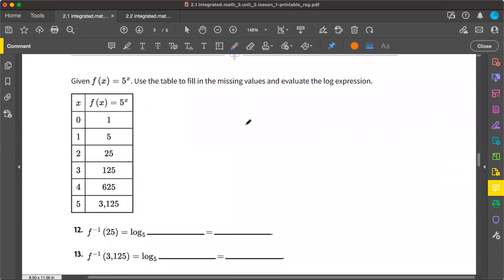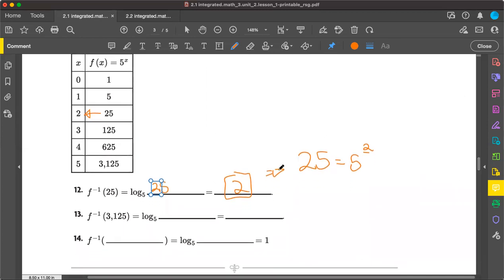You do a little bit of table work here. So it's claiming f inverse of 25 equals log base 5 of 25. And we see that should be 2, which totally makes sense, because if you think you have 25 equals 5 to some power, and this exponent's going to have to be 2 for this to be a true statement. So that's why here we're saying it's 2. Capiche? Makes sense? Take a moment, try 13, try 14.